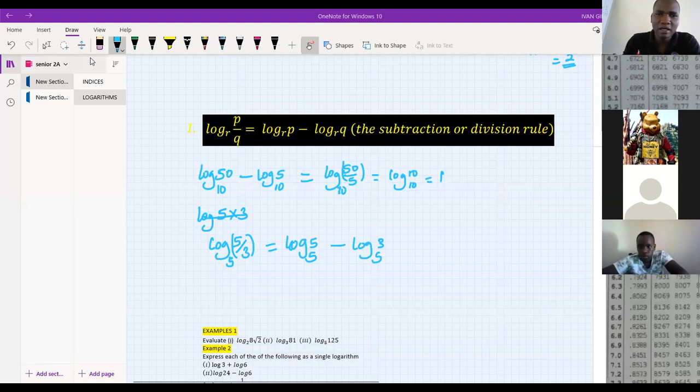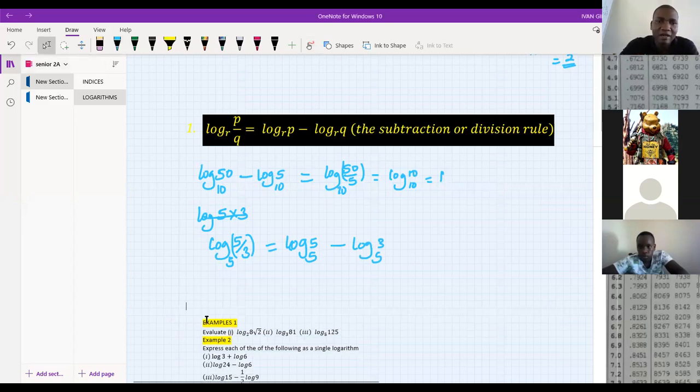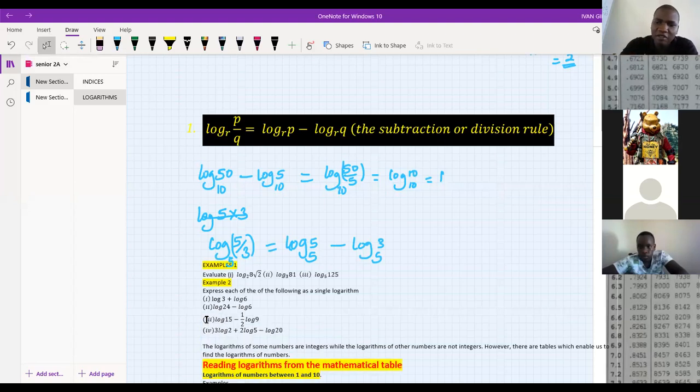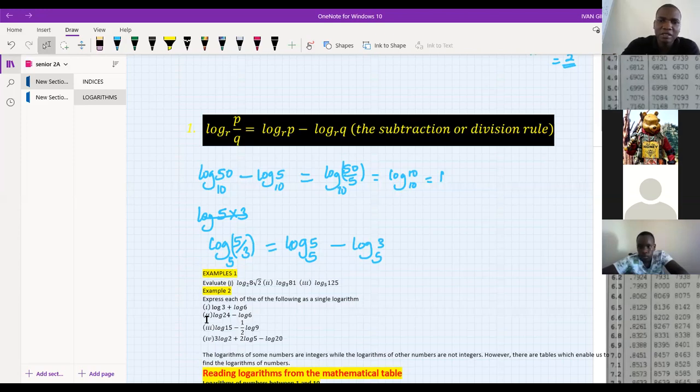Then the next one, we're now looking at general examples. That summarizes the laws of logarithms. Those are the laws that we're going to look at from now until the end of this topic. We're just going to be playing around with those laws. Now let's try out this example here together and see what we get.